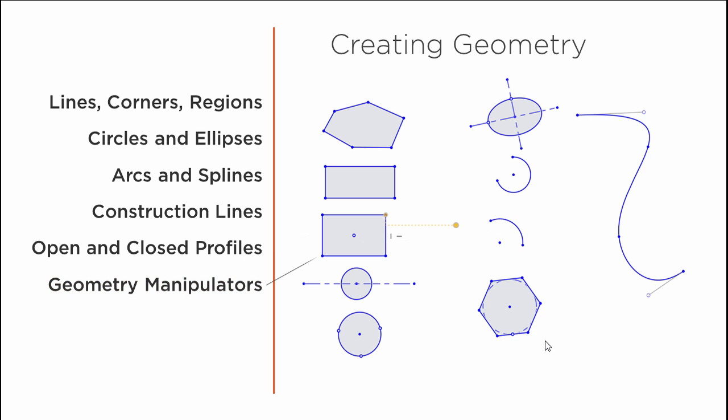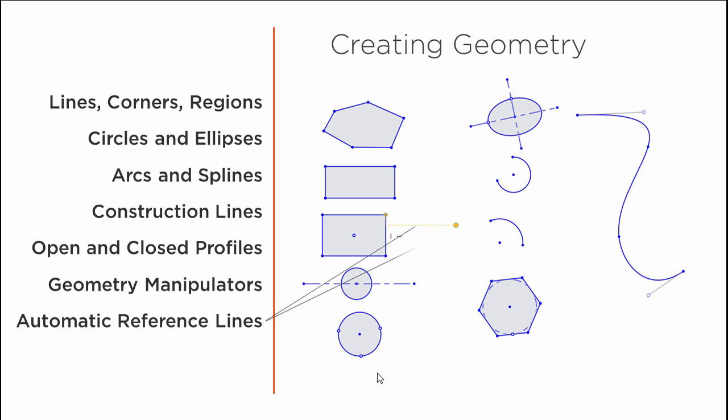Now, part of this are also what are called geometry manipulators. They're kind of helper points. You can now pick and select, and once you start dragging and moving them, you can actually change the size and shape of your geometry.